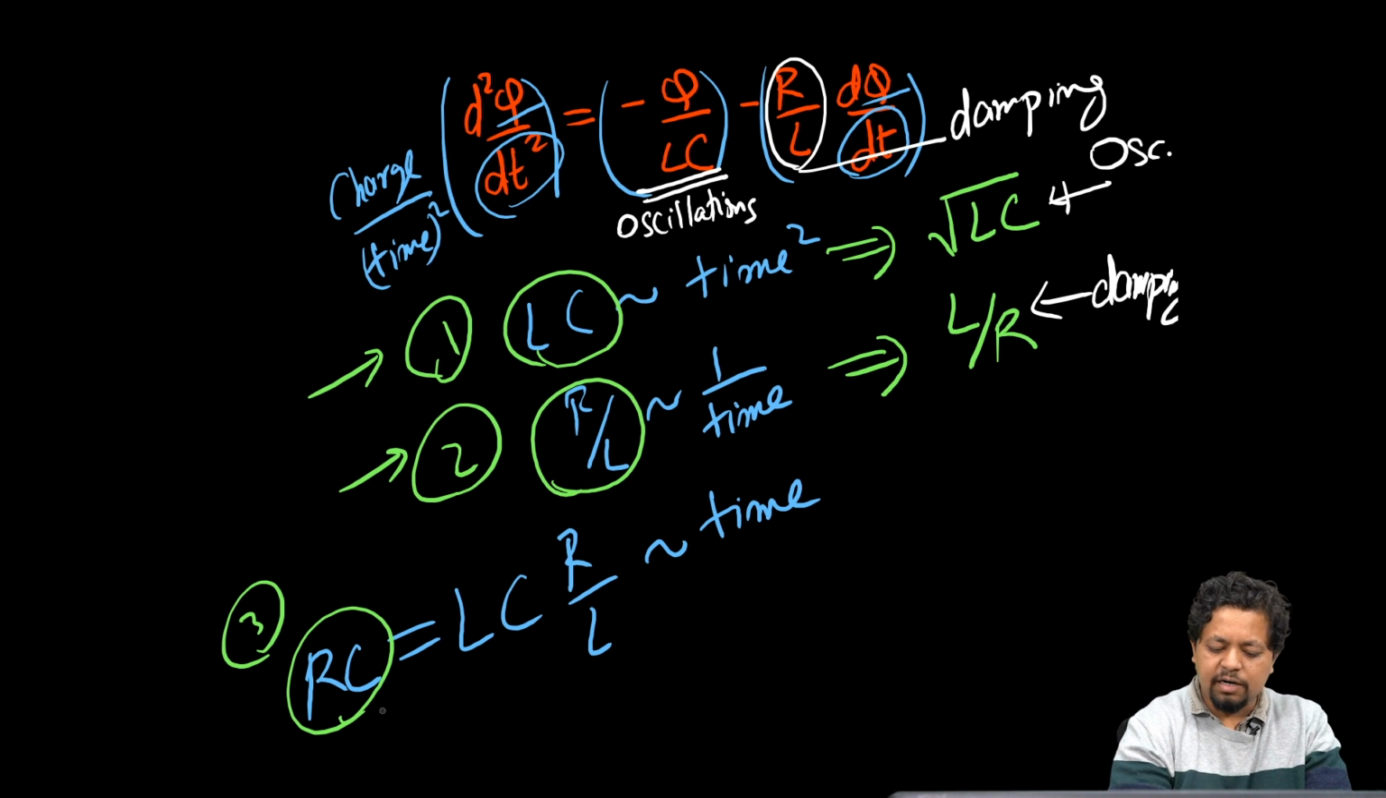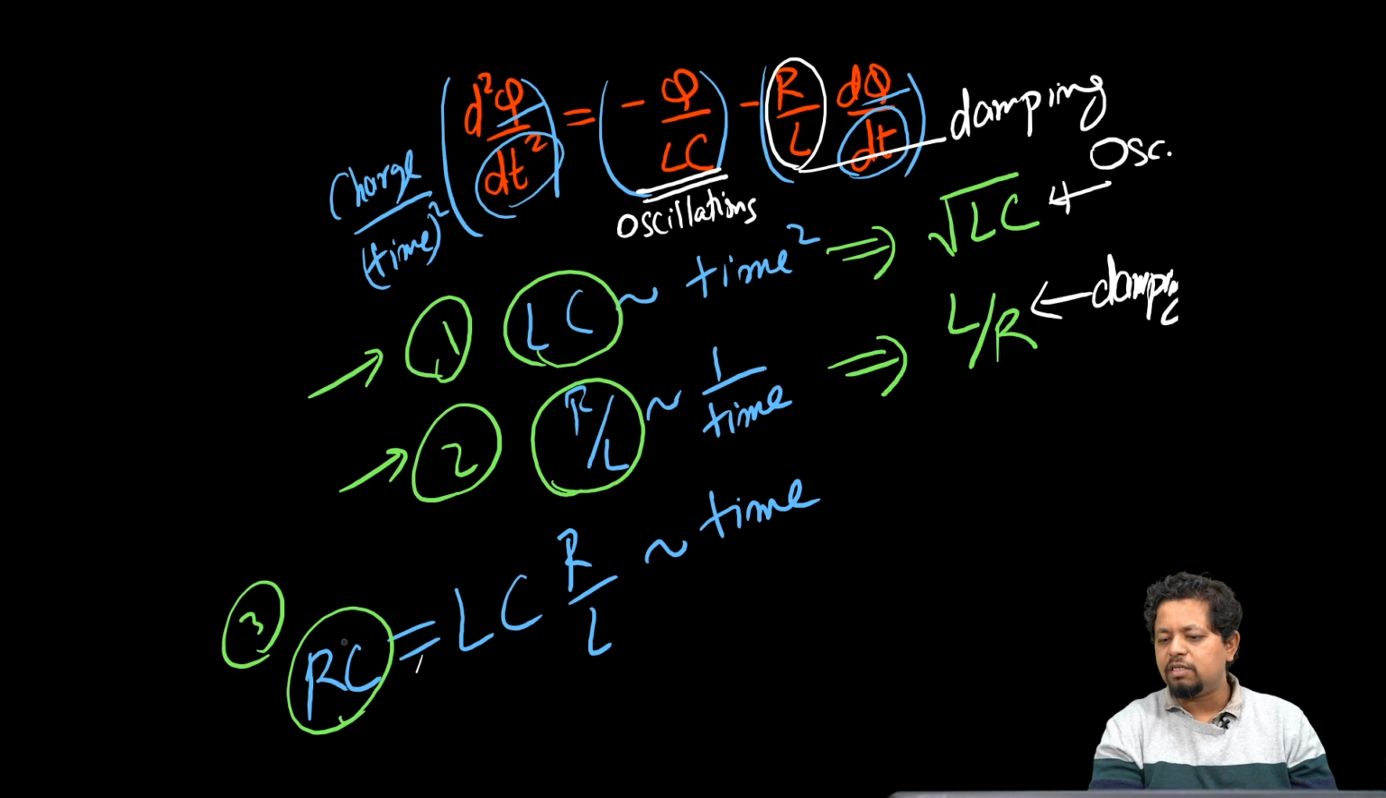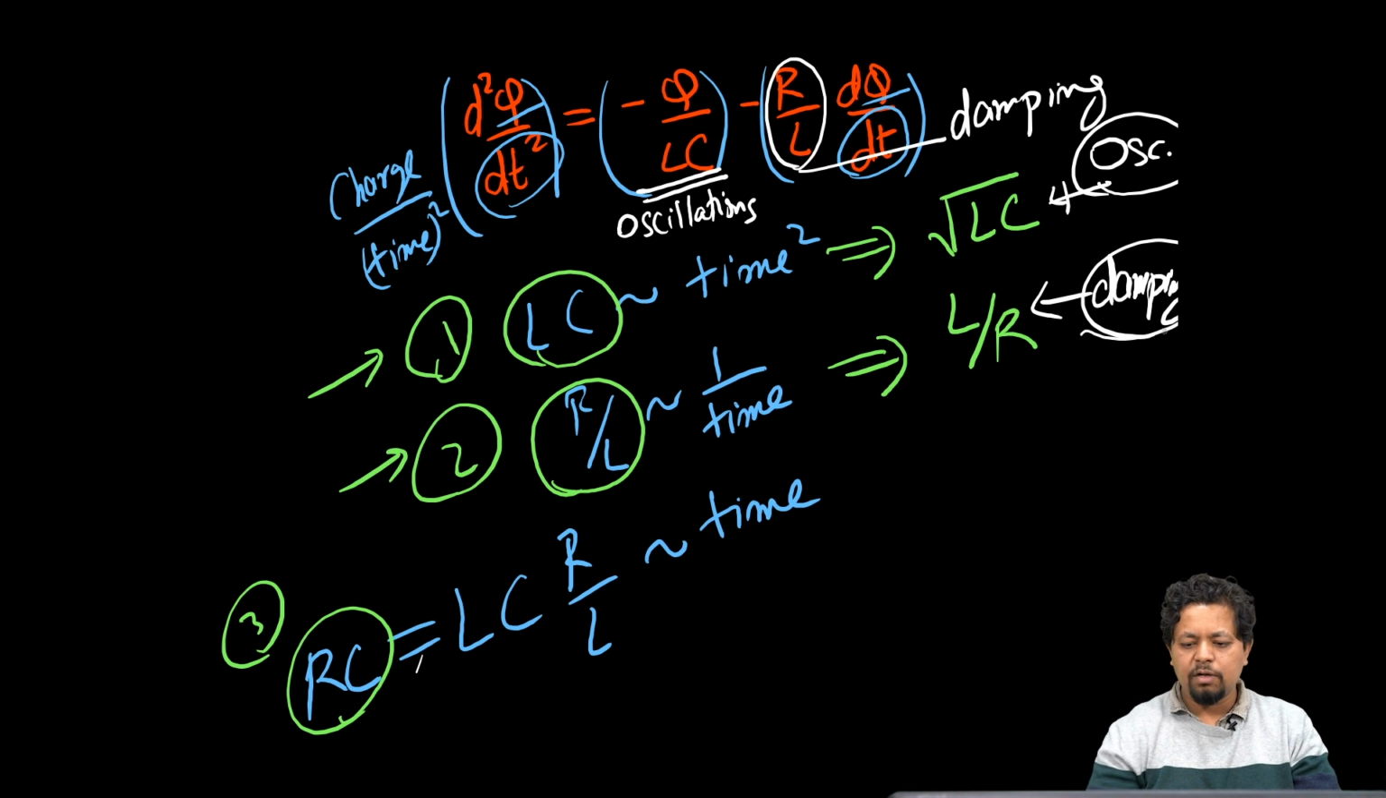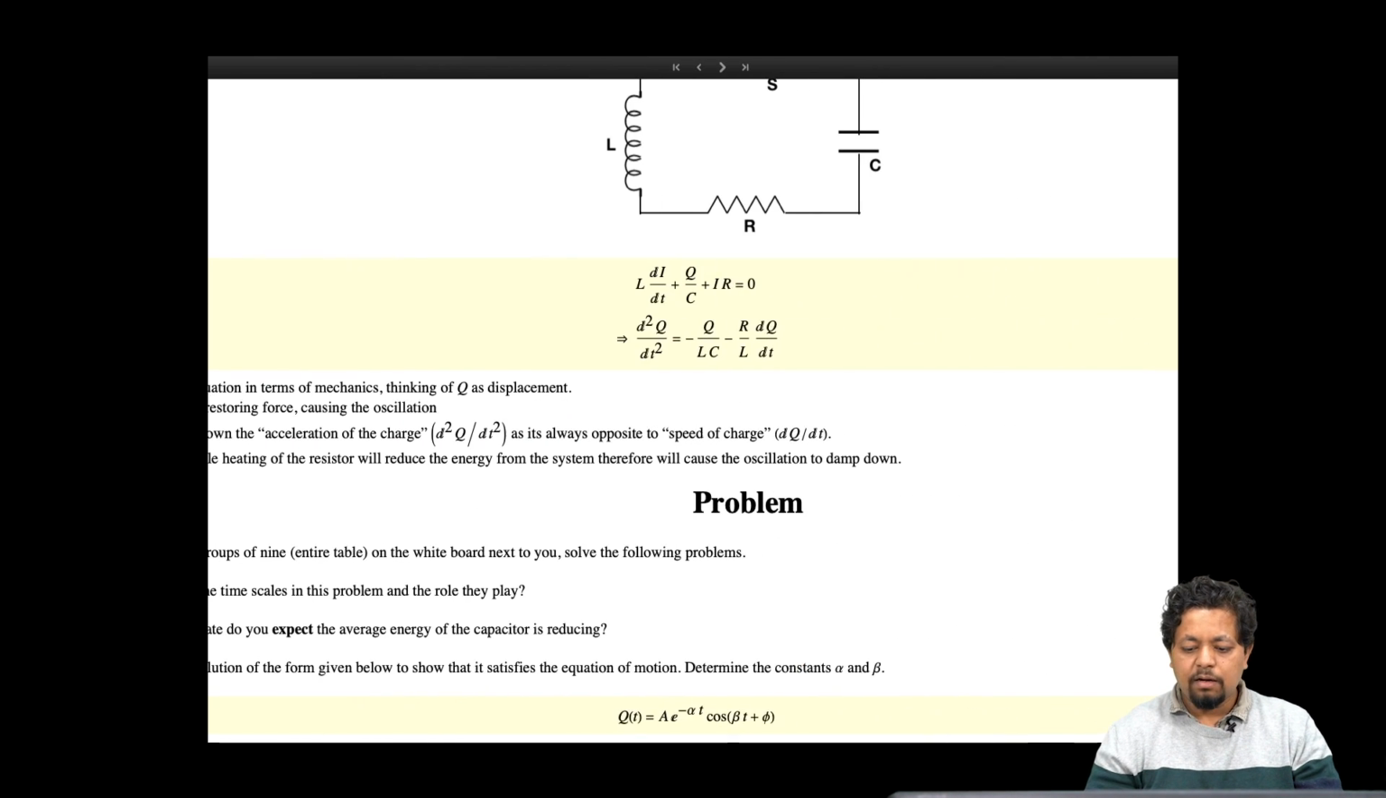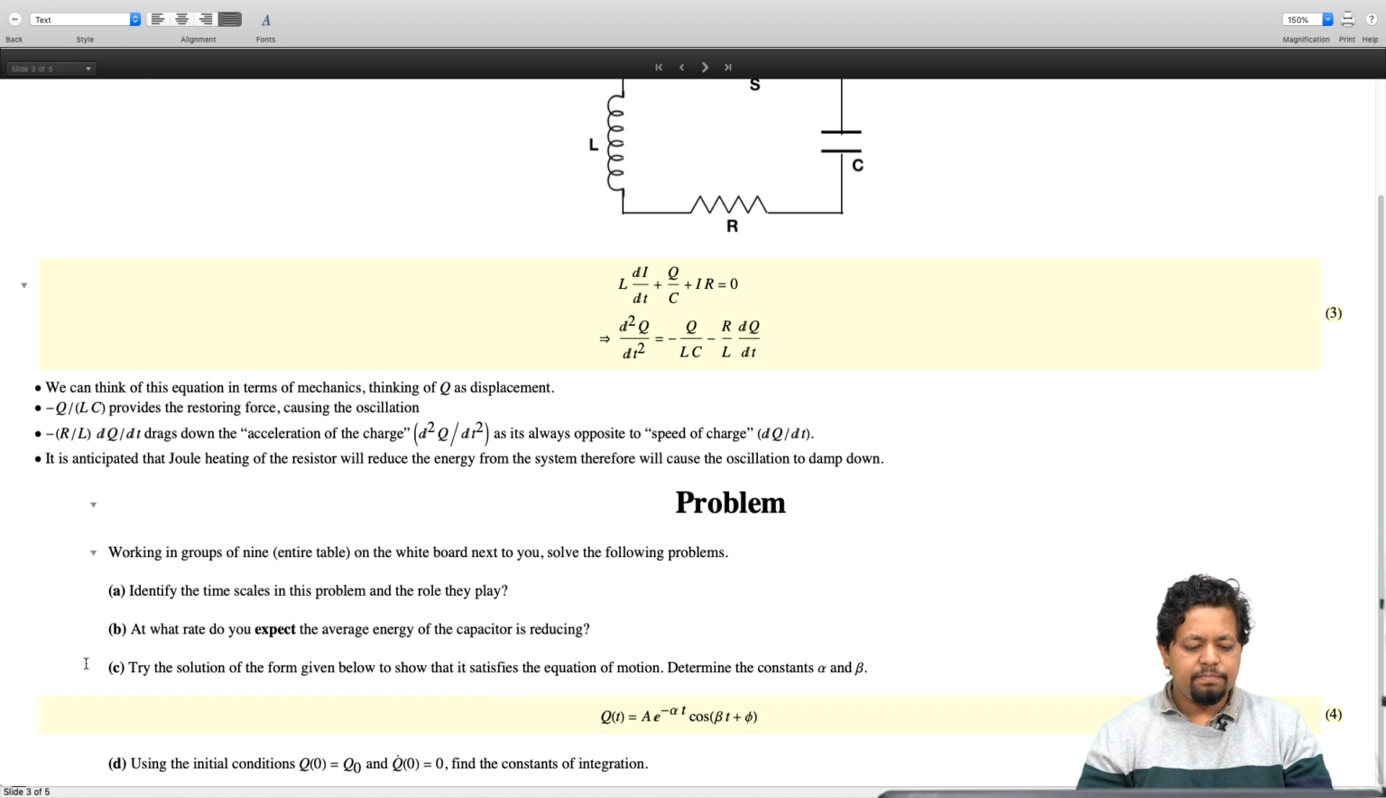It's not directly clear what RC is doing, but it's an emergent time scale. It's a product of the oscillation and damping time scales, so it doesn't matter. These are the two important fundamental time scales in the problem, the oscillation time scale and the damping time scale, and they are doing interesting dynamics, and that's what we are going to explore in this problem. Let's go to the next question.